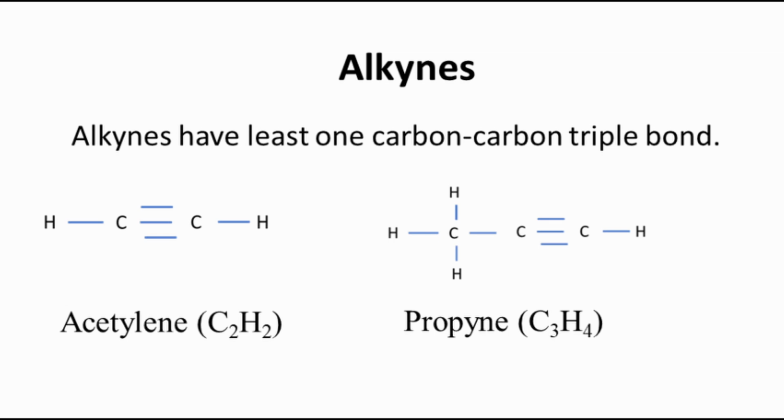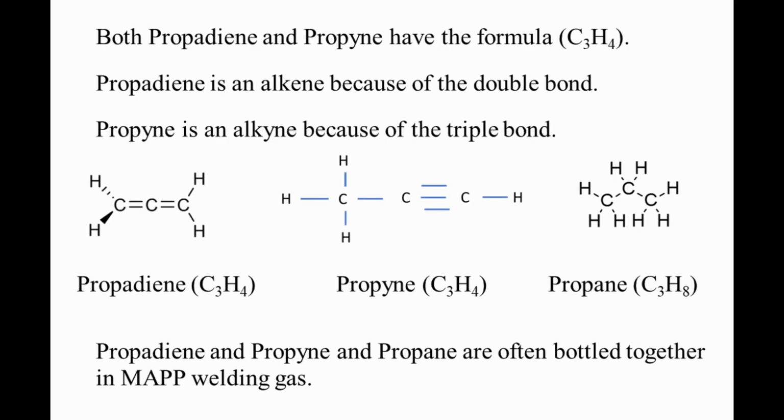Propyne, C3H4, is another alkyne composed of 2 triple-bonded carbon atoms. Propyne, C3H4, should not be confused with propadiene, C3H4. The difference between propyne and propadiene is that propadiene has double-bonded carbon atoms rather than a triple bond of propyne. Propene and propyne are often bottled together in MAP welding gas. Propyne has been used as rocket fuel.